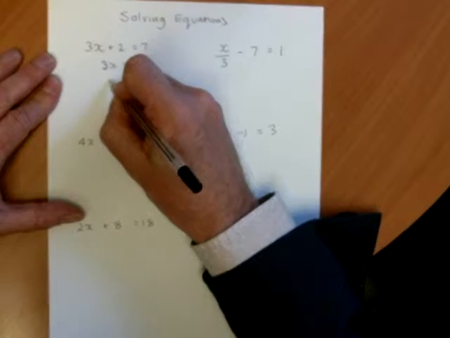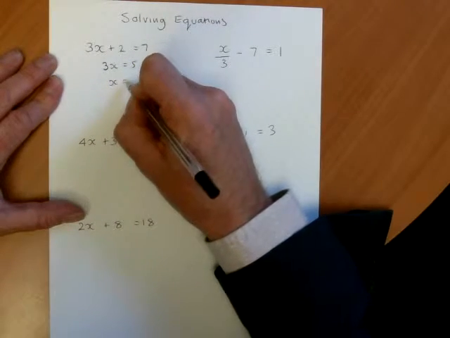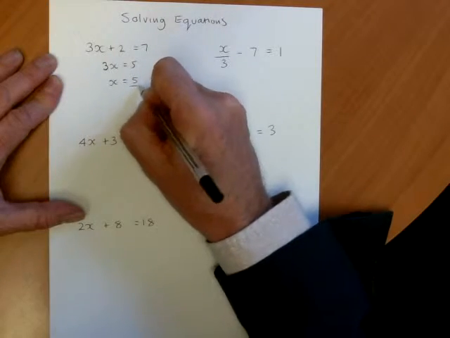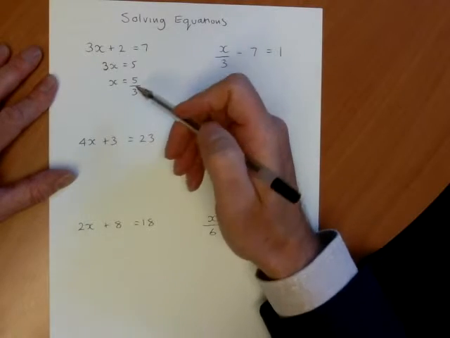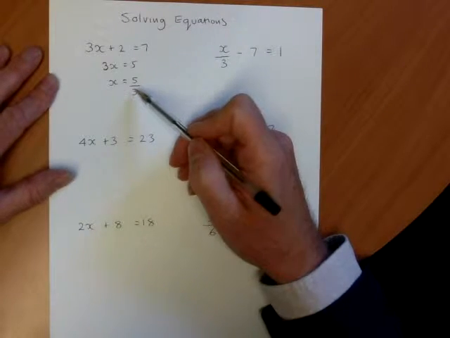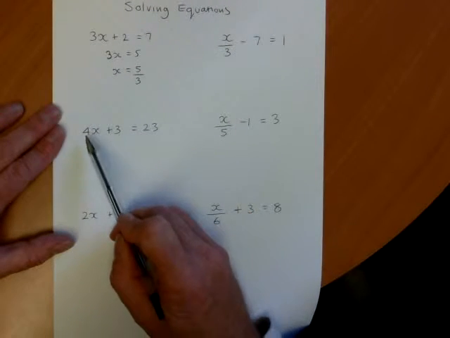Now, the final part, if 3 lots of our x equal 5, one of them will be 1/3 of 5. And we write 1/3 as 5 over 3. Now you can leave the answer like that. Now I'll carry on with questions of a similar type. So we'll go down this side now.